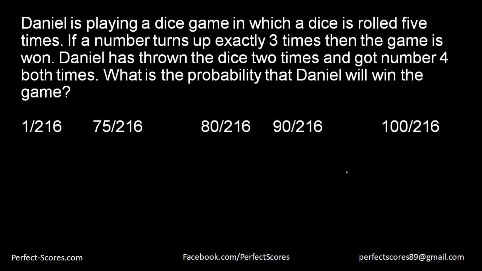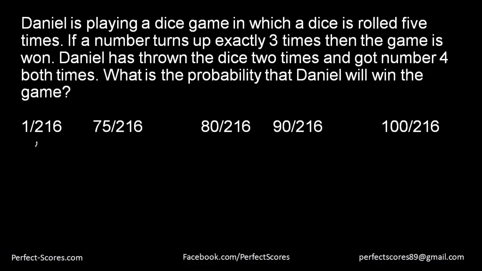Right? Now the question says that Daniel is playing. I would actually recommend you to pause this video so that you can actually solve this question. Okay, so let's start. Daniel is playing a dice game in which a dice is rolled 5 times. If a number turns up exactly 3 times, then the game is won. Daniel has thrown the dice 2 times and got the number 4 both times. What is the probability that Daniel will win the game?